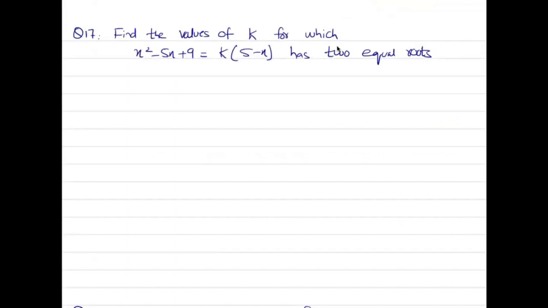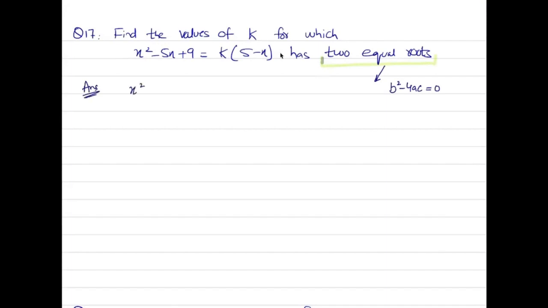Now, find the values of k for which x squared minus 5x plus 9 equals k times (5 minus x) has two equal roots. Again, if the equation has two equal roots, what can you say about the discriminant of the equation? The discriminant of the equation should be equal to 0, right? Yes.